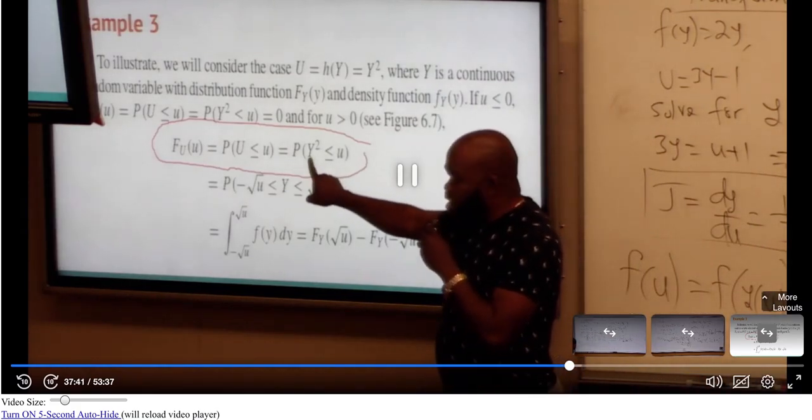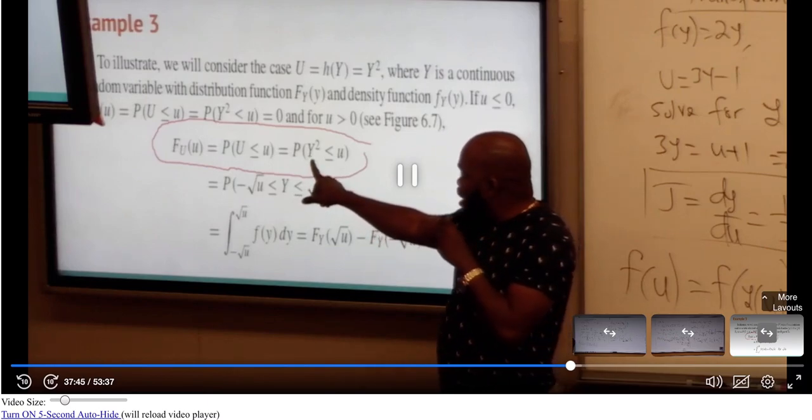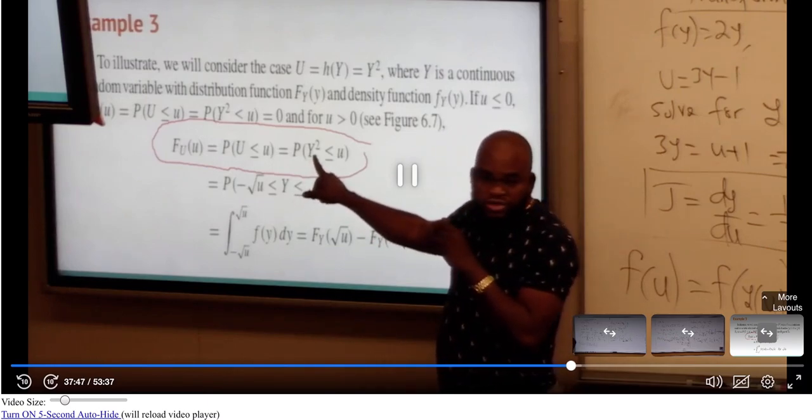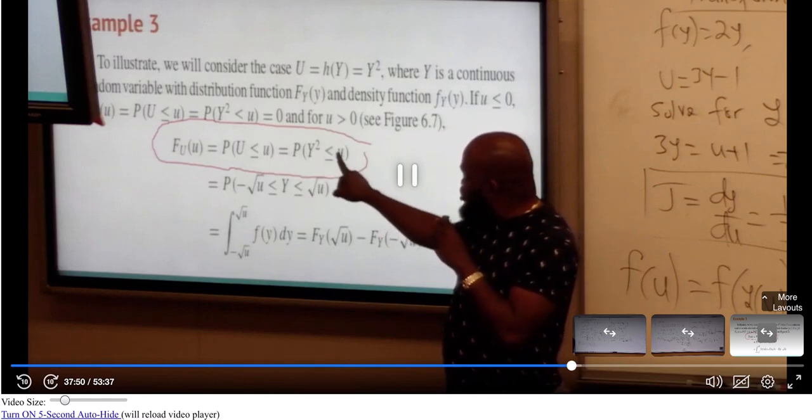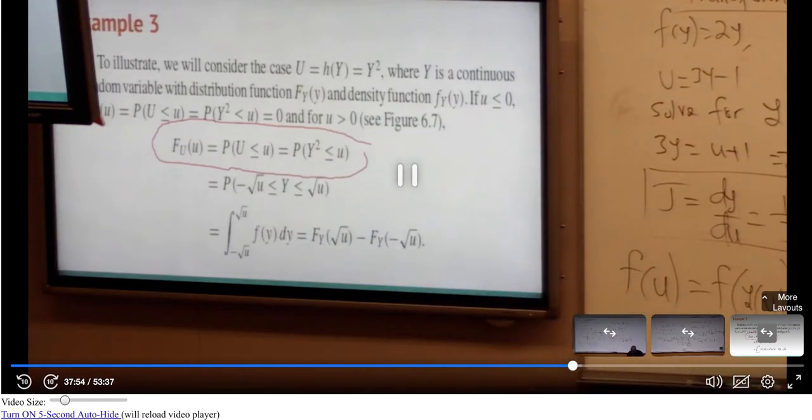Whenever I get here, what am I going to do? I will solve for y. In solving for y, I'm going to have a square root, a square root of u and negative square root of u. Mathematically speaking, that can be interpreted as this. Is there any question?